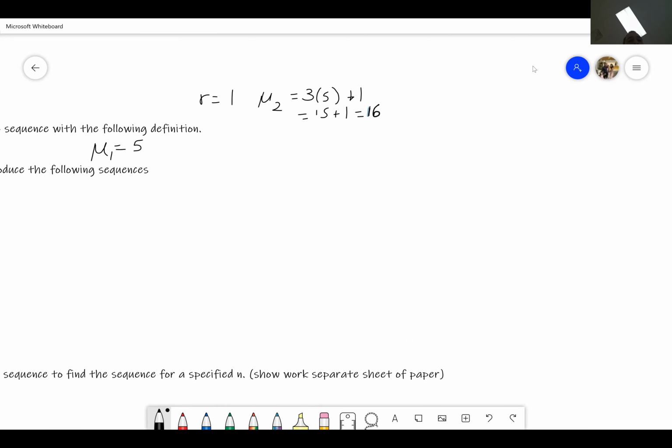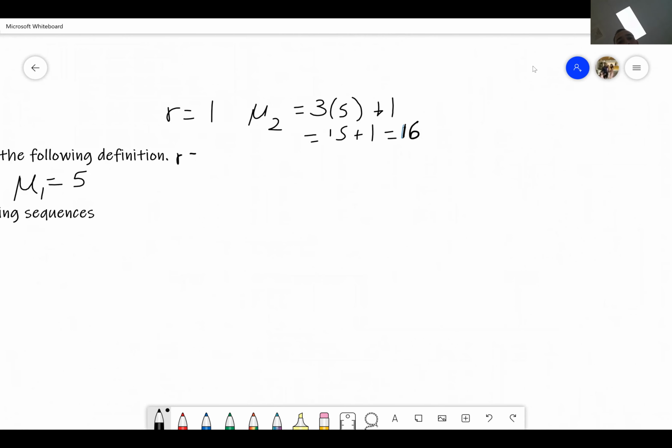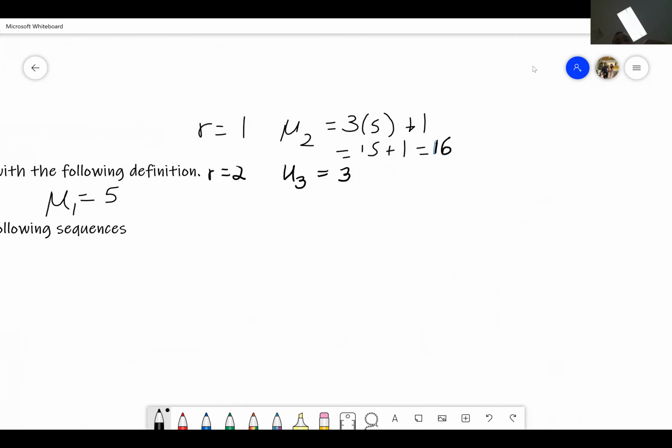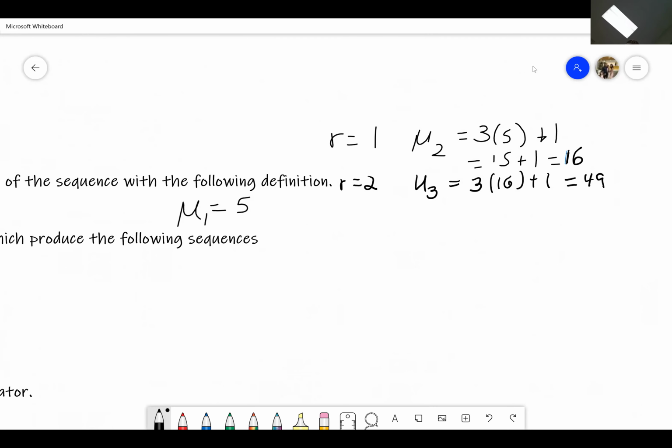All right, so what's the next one going to be? When r equals 2, u of 3 equals 3 times u of what? u of 2, which is 16, plus 1. So that's 48 plus 1, which is 49. So basically, if you were to do the sequence, I wouldn't require any more work from you. Once you see it, it's going to be 5, 16, 49.